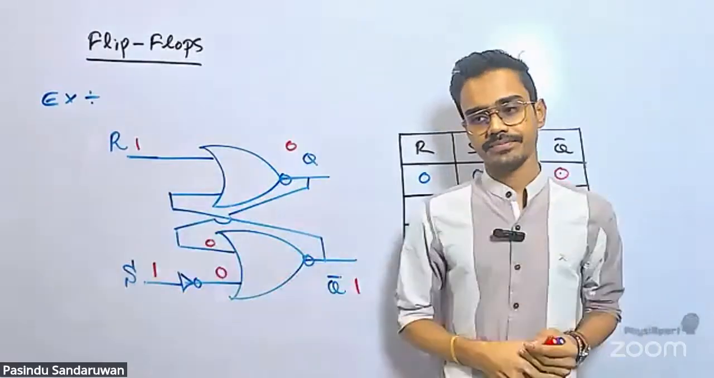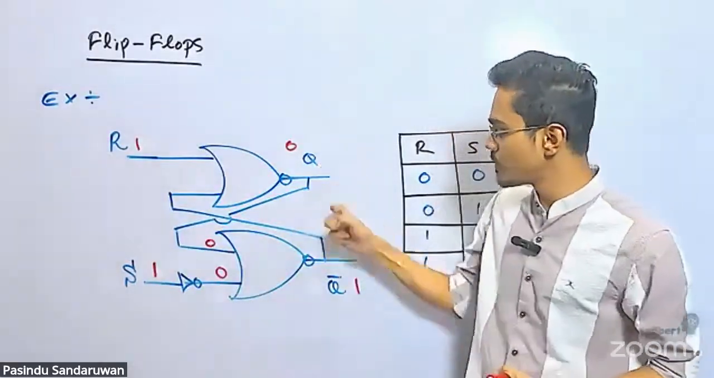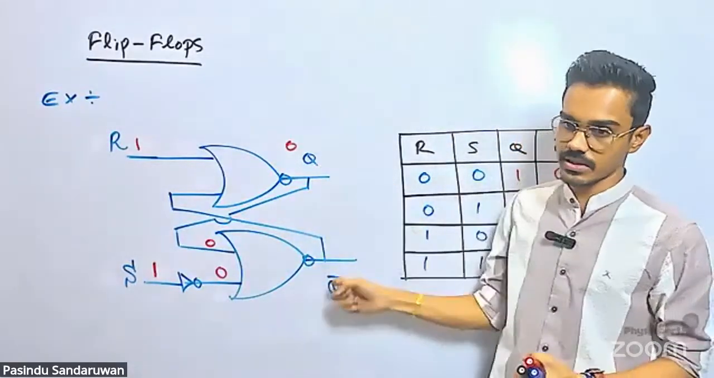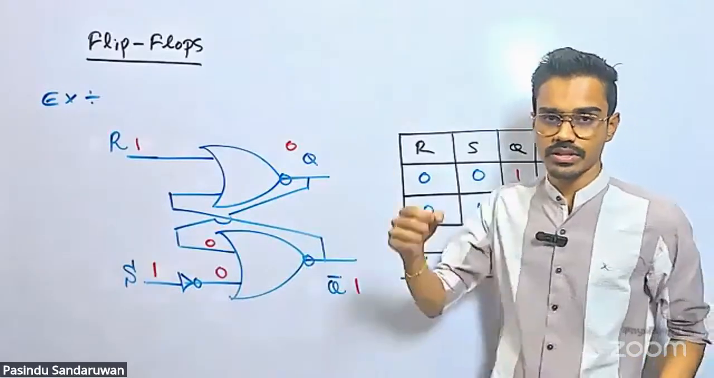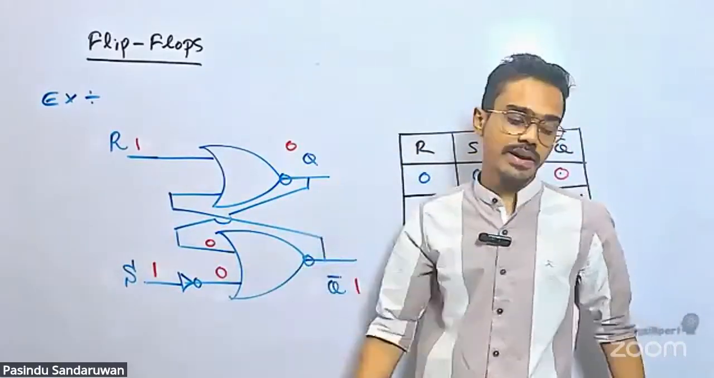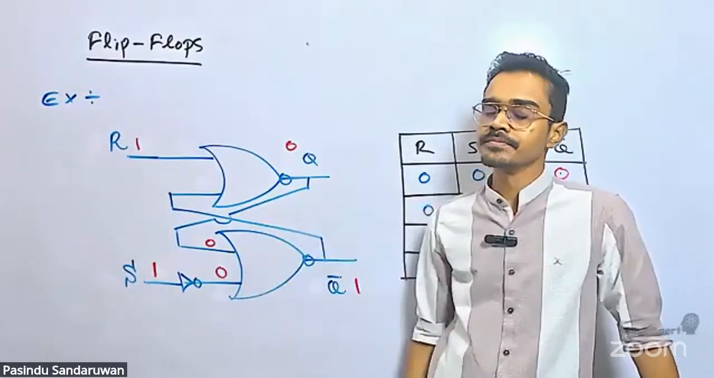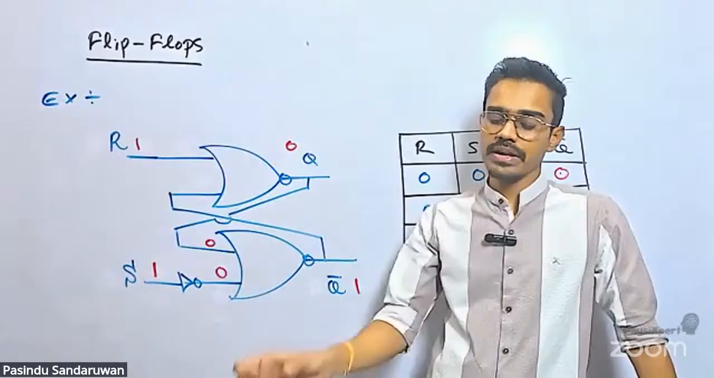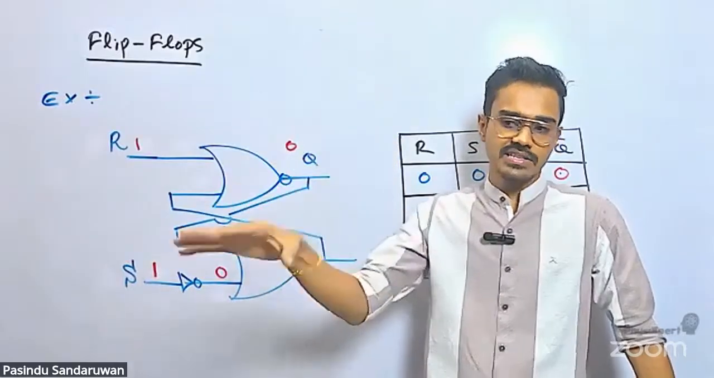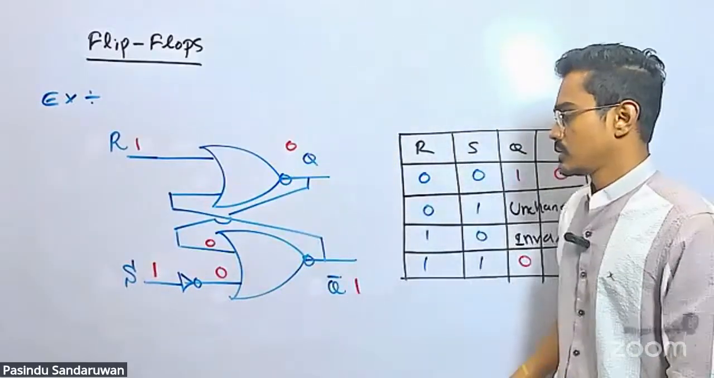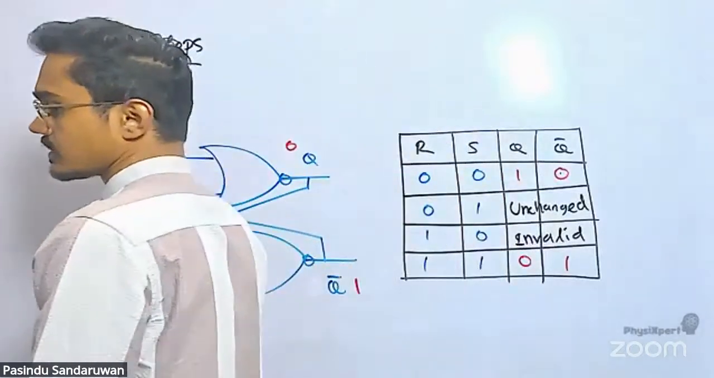after simplification, that is invalid, because Q and Q bar cannot be the same. These are complements, right? 1 and 1, or 0 and 0, they are not complements, so that is invalid. Logically, after simplifying, if you get the same answers for both Q and Q bar, that is invalid. Any other questions?